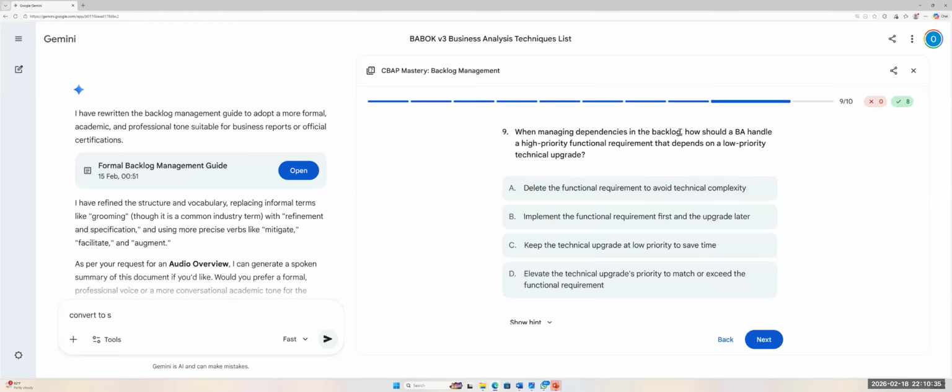When managing dependencies in backlog, how should a BA handle a high priority functional requirement that depends on a low priority technical upgrade?